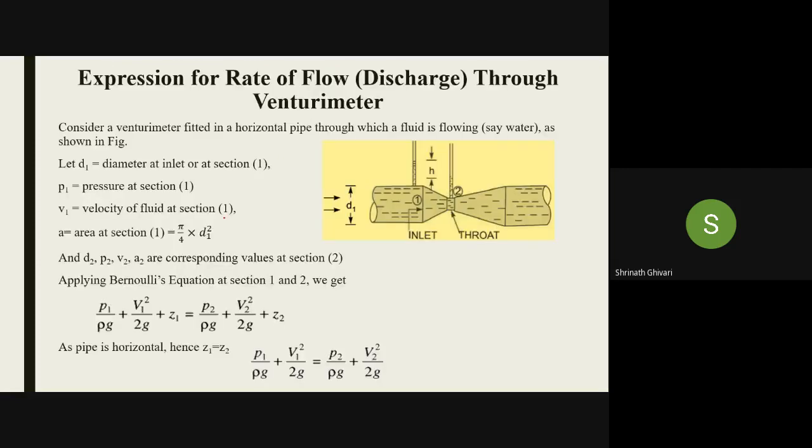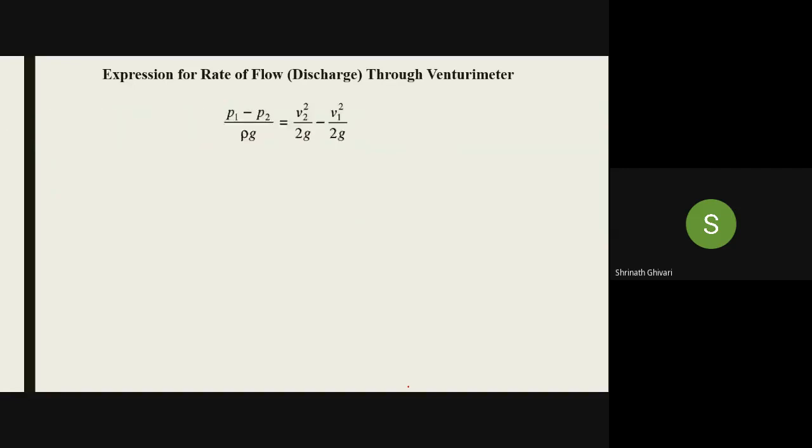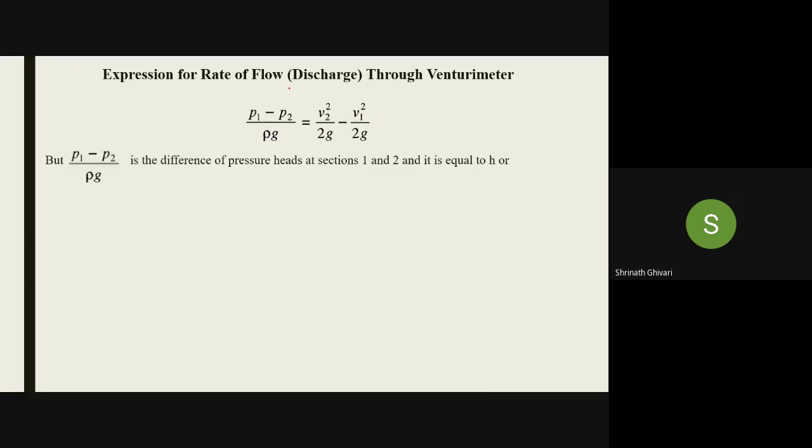What we have done, we have brought P1 by rho g, and if I bring P2 this side, it will be minus P2 by rho g, equal to V2 square by 2g minus V1 square by 2g. But this P1 minus P2 by rho g is the difference of pressure heads at section 1 and 2, and it is equal to H, also known as P1 minus P2 by rho g equal to H.